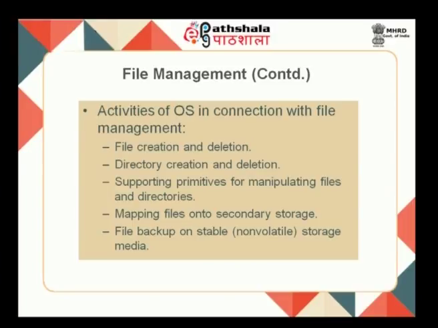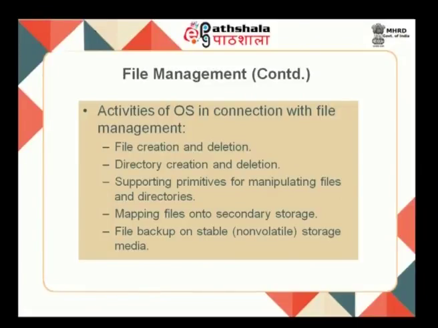And then you have mapping of the files onto the secondary storage device. These files have to be stored on the disk. So, we need mechanisms to say which file is placed in which part of the secondary device, and we also need to keep track of where each file is kept. All of this has to be done by the OS, so appropriate data structures have to be maintained by the operating system. File backup on stable storage media is also part of the work of the operating system.